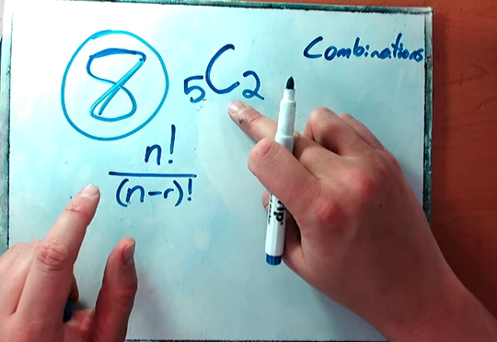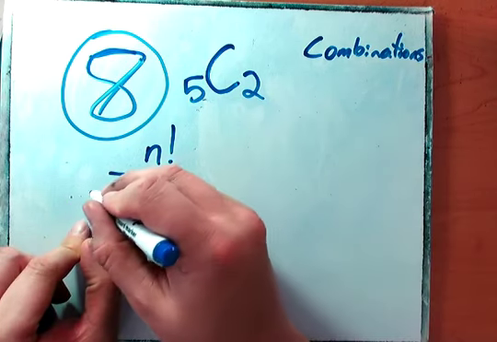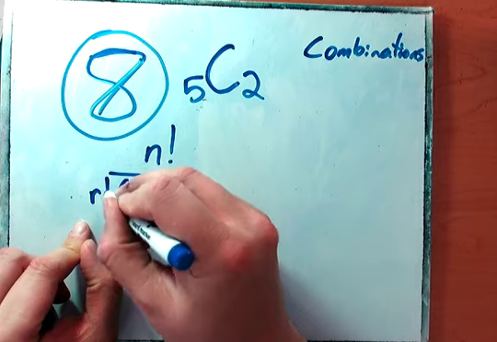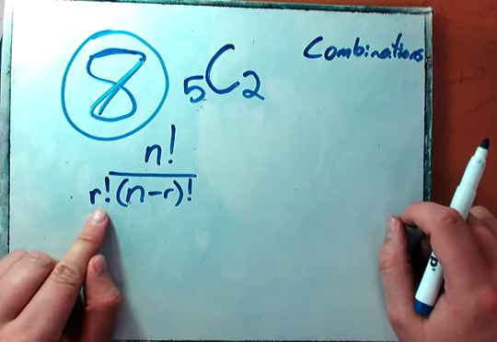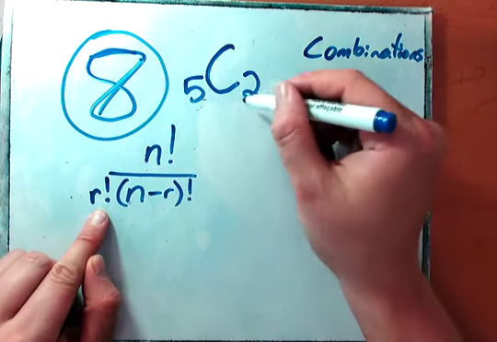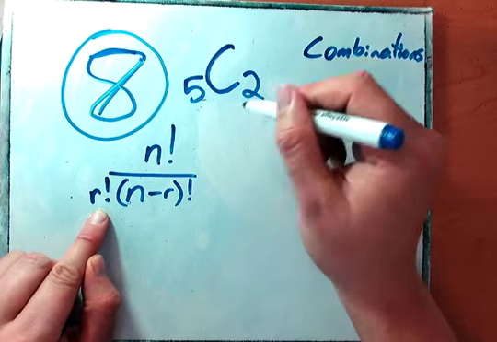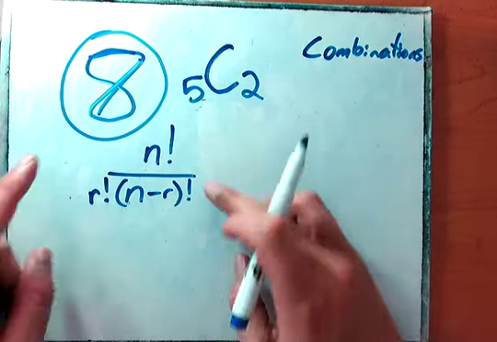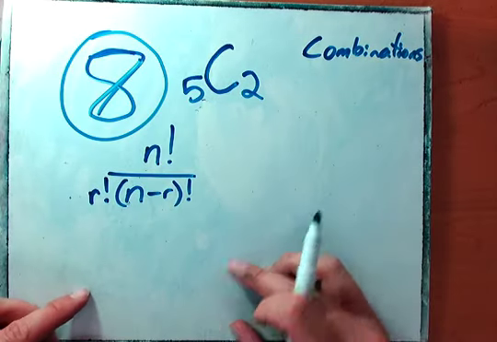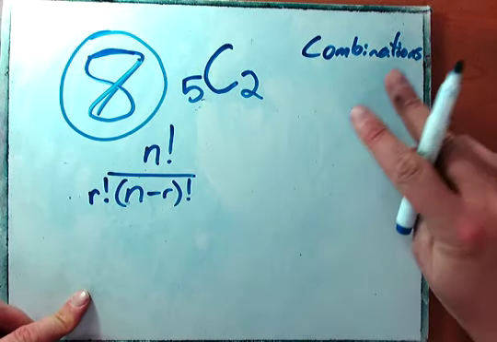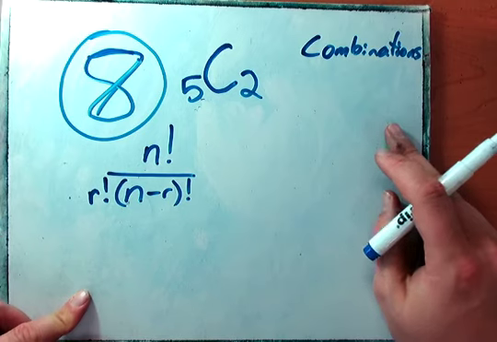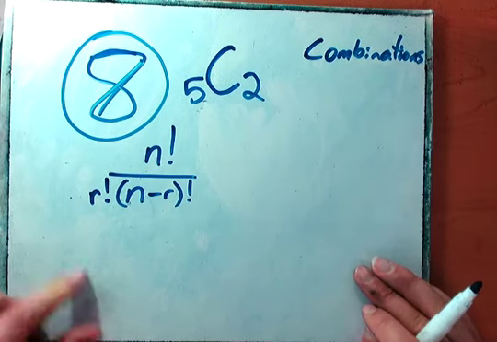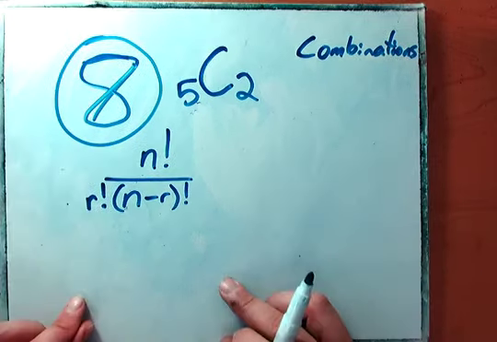And that actually looks like this. R factorial on the bottom. So I now use this second number and factorial it on the bottom to reduce. Whenever you divide by something, you reduce the total number, because the number of combinations, when order doesn't matter, decreases. So we want to drive this whole number down.